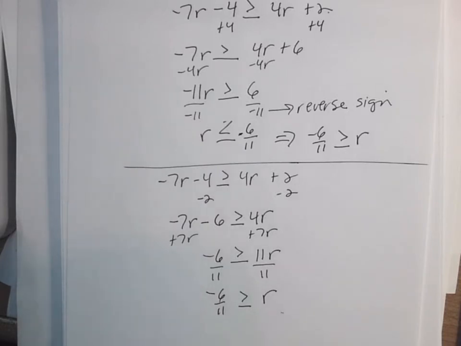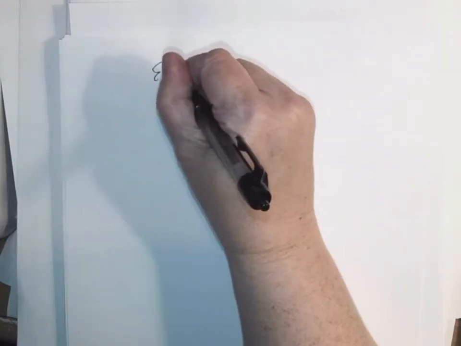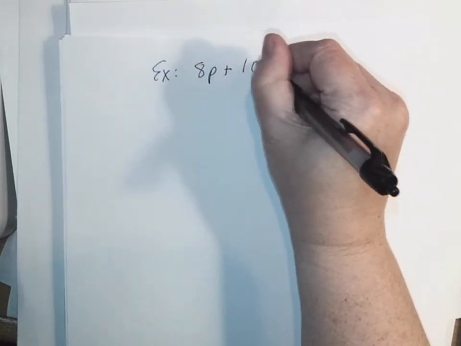All right, let's take a look at another level 1. And I'm only going to solve it one way. I'm not going to do it both ways. So whether or not we solve it the exact same way, that's up to you. 8p plus 10 is greater than a negative 5p minus 1.